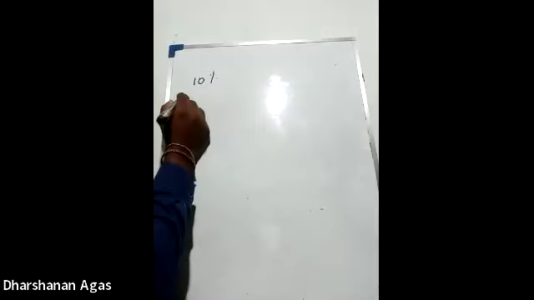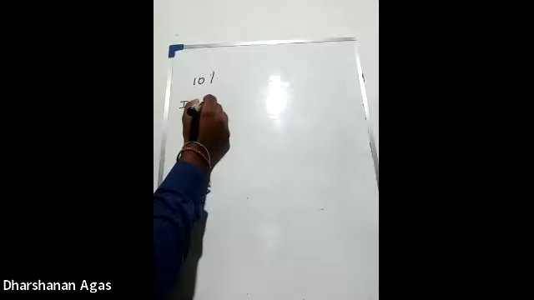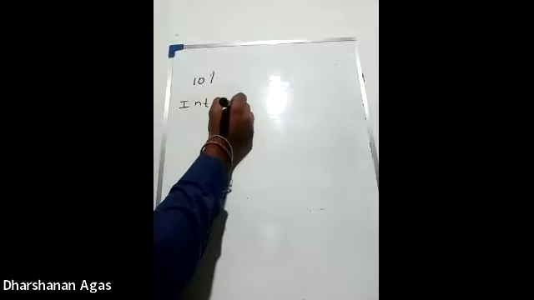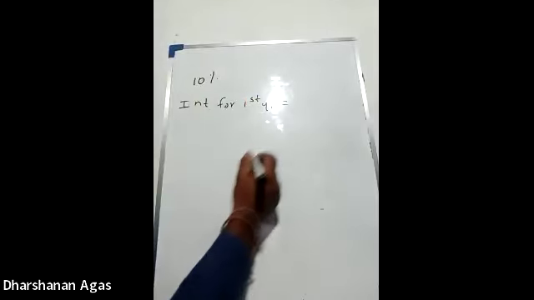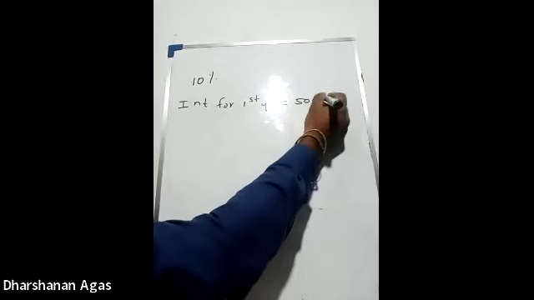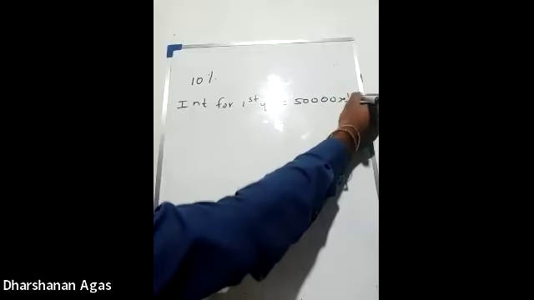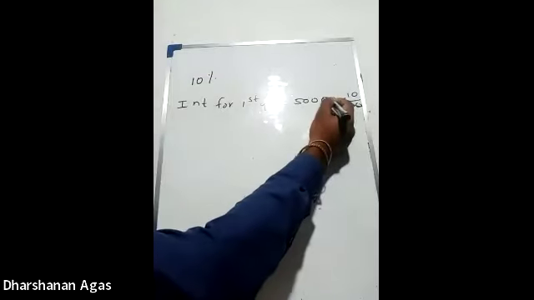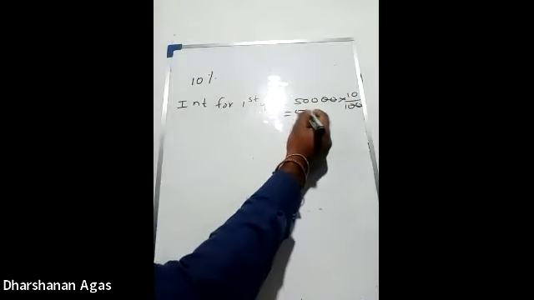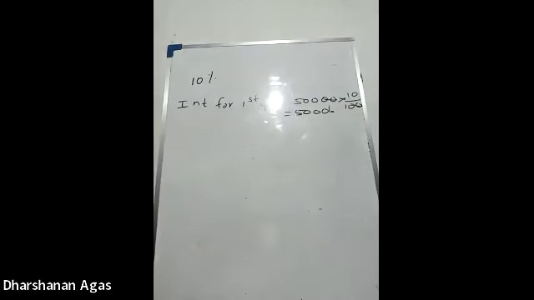Now, the interest for the first year. The loan is 50,000 into 10 over 100. Cut the two zeros and two zeros, then 5,000. The interest for the first year is 5,000. This interest they will include for the second year loan.